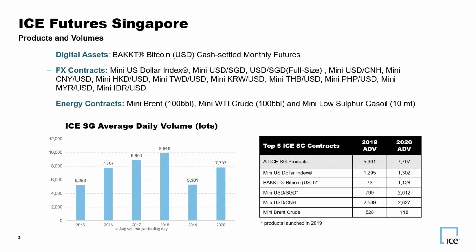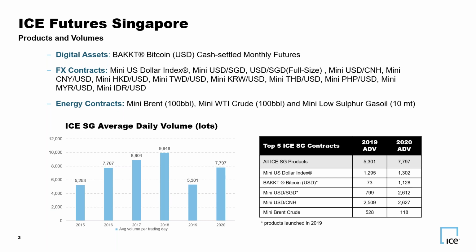Just a quick introduction to ICE Futures in terms of products and volumes. We have three categories of product suites. We have a digital asset, a Bitcoin cash settled monthly futures contract that is 1 Bitcoin in size. We have the FX products, and of course today's focus is the mini US dollar index and 10 pairs of other Asian currency pairs. As well as energy contracts, we have the mini Brent, 100 barrels. We have the mini WTI crude, as well as the mini low sulfur gas oil.